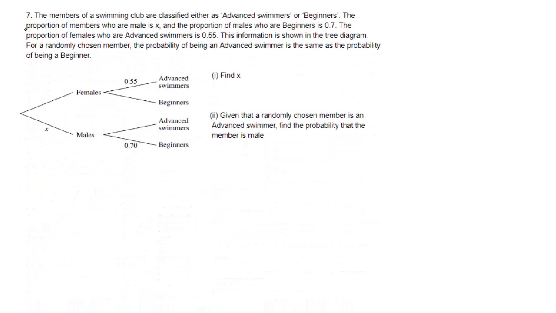In number 7, we've got a probability tree. It's partially made. They give us information that looks like it's all pretty much in the table already. And then what we're going to do is find the missing x. If we take a look at what they're telling us, the probability of being an advanced swimmer is the same as the probability of being a beginner. So all we've got to do is fill in the information that they left off on our table. If the one side is x, the other side is going to be 1 minus x.